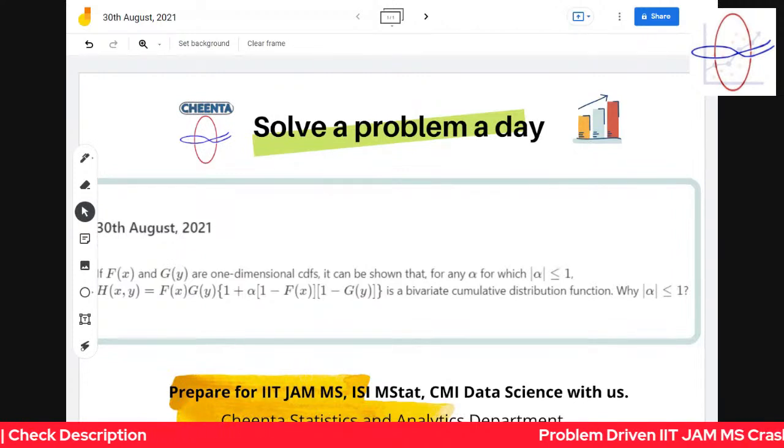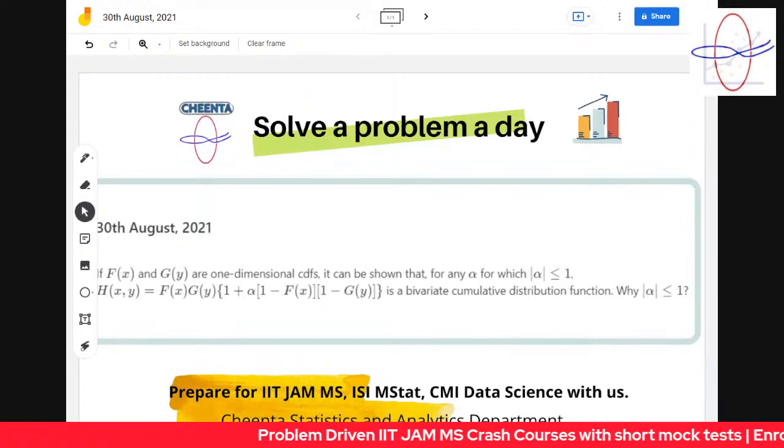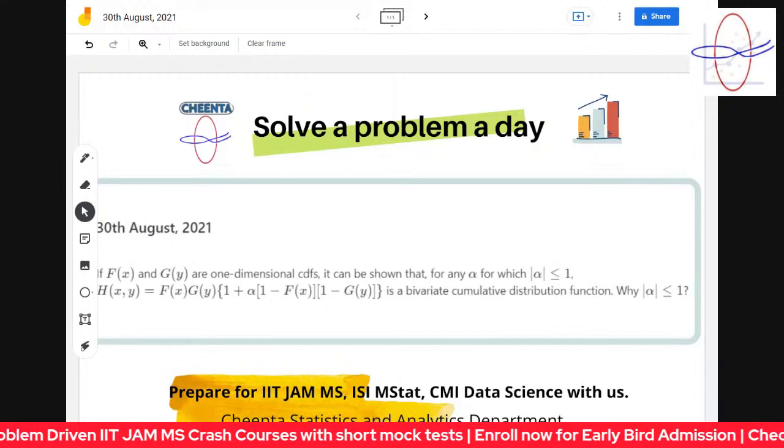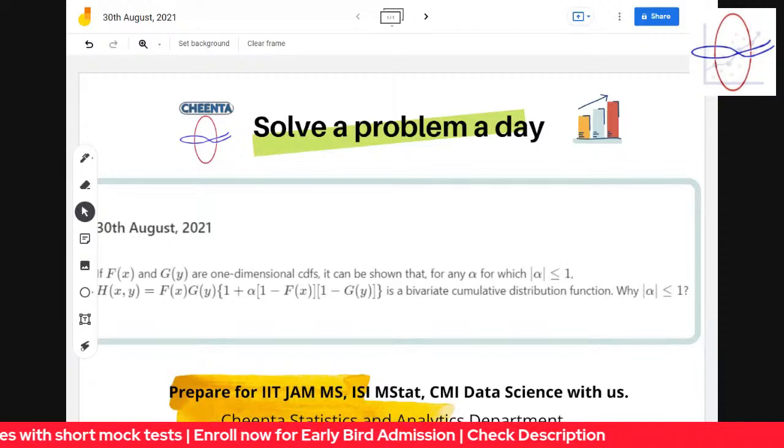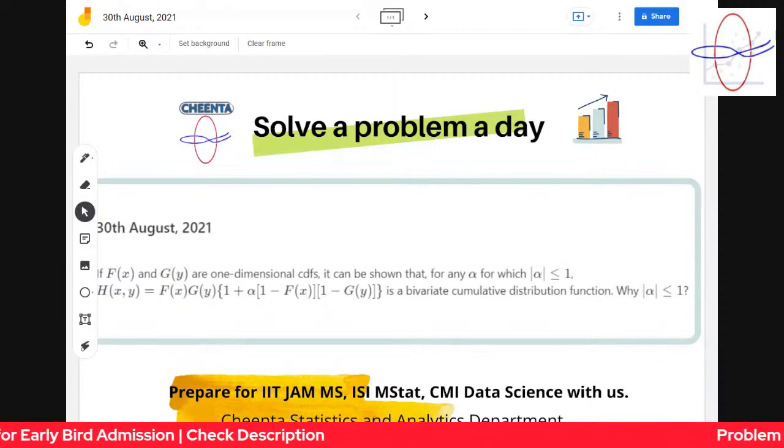Today's problem solution is actually about the joint distribution's CDF, but it's something more than that. Okay, we will explore that. There's some extra part to it, which I will show you.